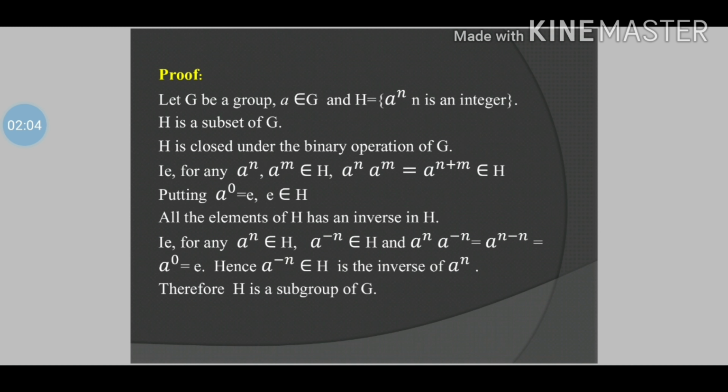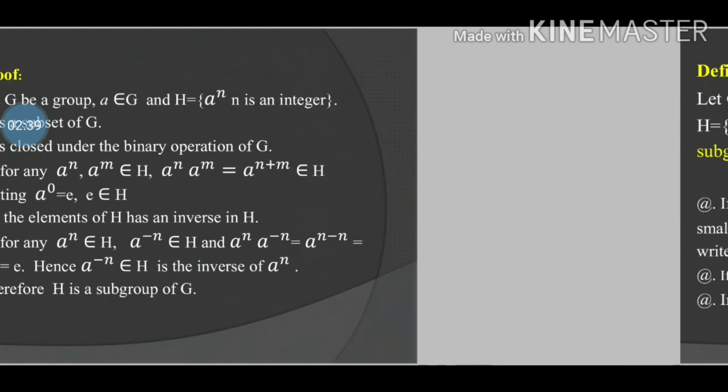Now, we want to prove that every element of H has an inverse in H. If we consider the element a raised to n belonging to H, n an integer, then minus n is also an integer. Therefore, a raised to minus n also belongs to H. Taking the product of a raised to n and a raised to minus n, we get a raised to 0, which is equal to the identity. Therefore, every element of H has an inverse in H. Hence, H is a subgroup of G.